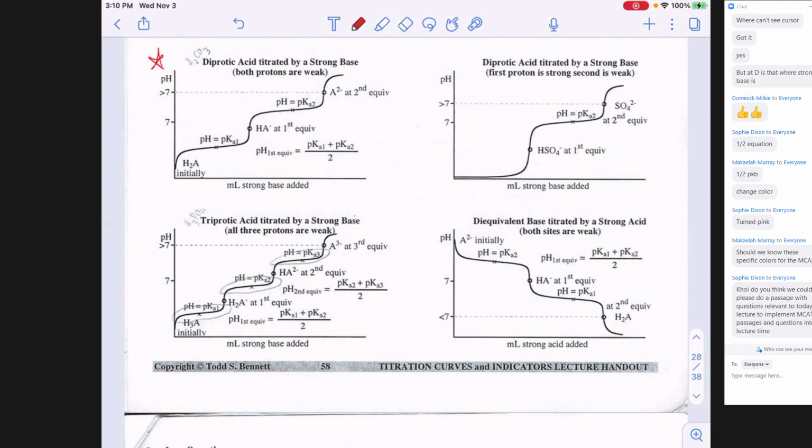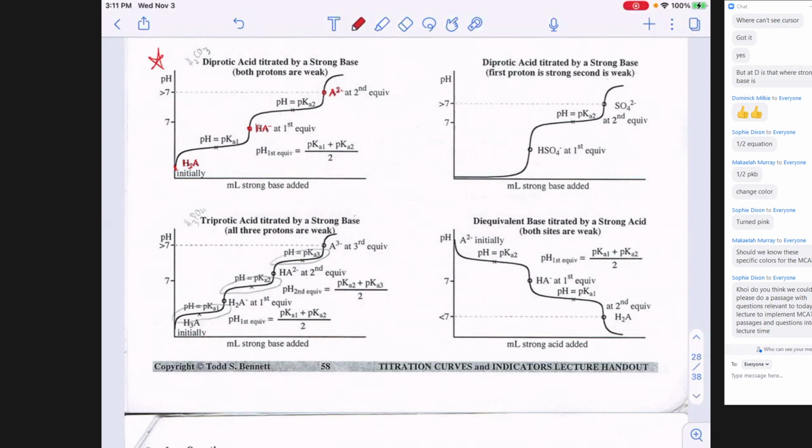You start with H2A, then it becomes HA minus. So H2A at the beginning, at this point, then at the next point, it becomes just simply HA minus. And at the second equivalence point, it's simply A2 minus, right? Whatever the conjugate base is. So a perfect example of this would have been your carbonic acid, H2CO3. So it starts off with H2CO3. You reach the half equivalence point. You have equal amounts of carbonic acid and bicarbonate.